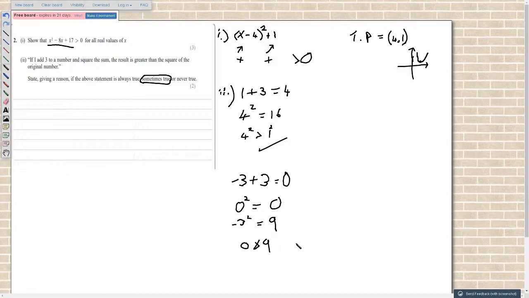So there you go. And again, it doesn't have to be minus 3. It could have been any number in the negatives, pretty much. So, play around with it and see what you can prove. But yeah, that's 3 marks for part A and 2 marks for part B.